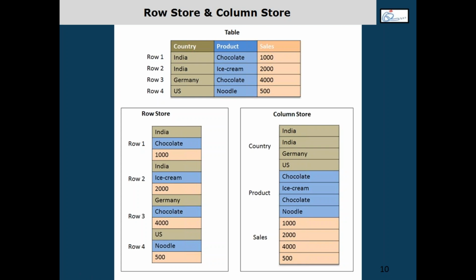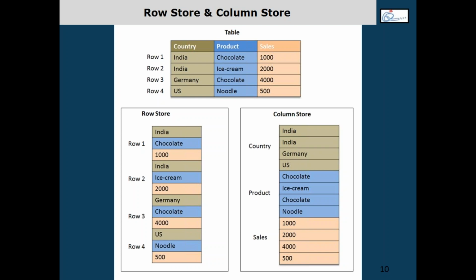Okay, boss. Now next query. I am trying to run a query like this: select countries from a table. Select distinct or whatever, select countries from table. Now which is faster in this?